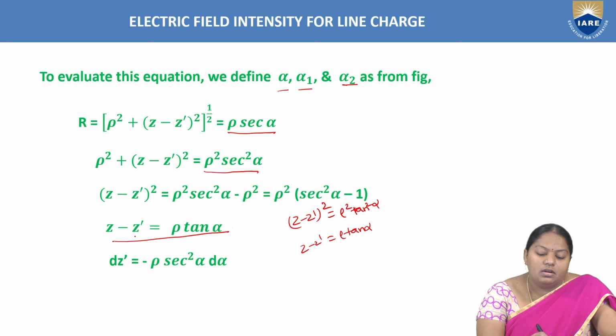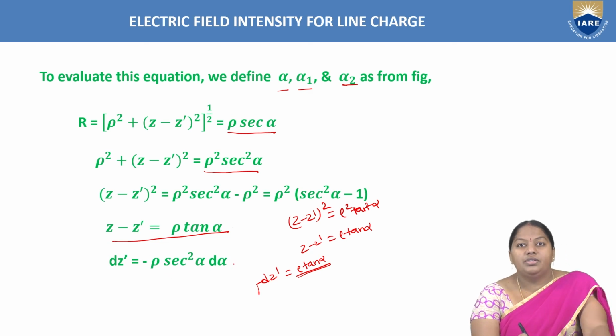Hence, for this differentiation variable z', we have dz' equal to minus dz' equal to rho tan alpha into d alpha. The differentiation is given by minus rho secant square alpha. Rho is a constant; if you differentiate this, the formula is minus secant square alpha with respect to alpha. Hence, taking the minus to this side, dz' is equal to minus rho secant square alpha d alpha.